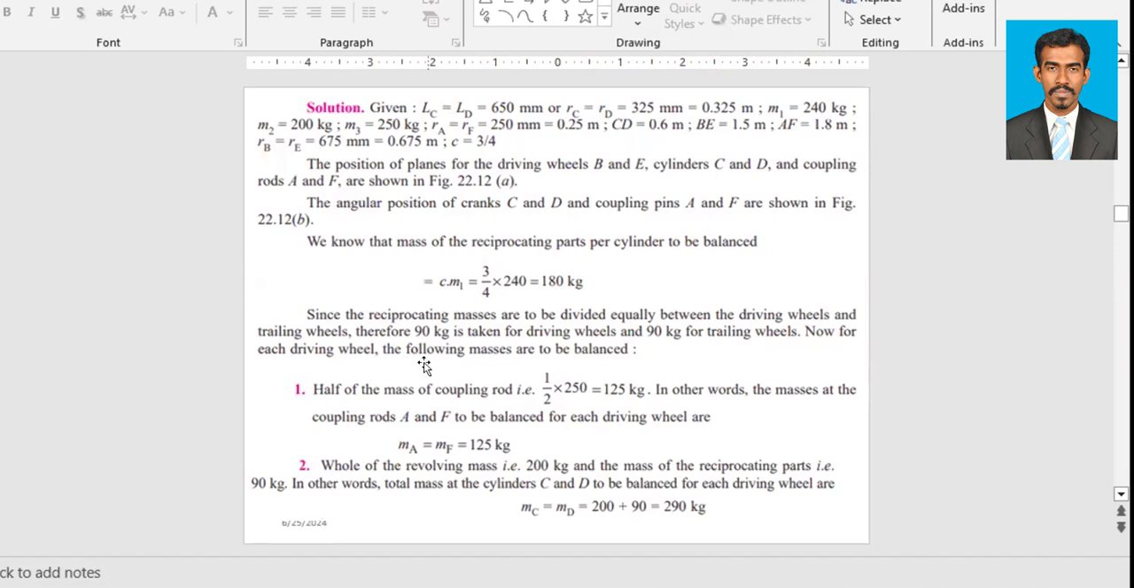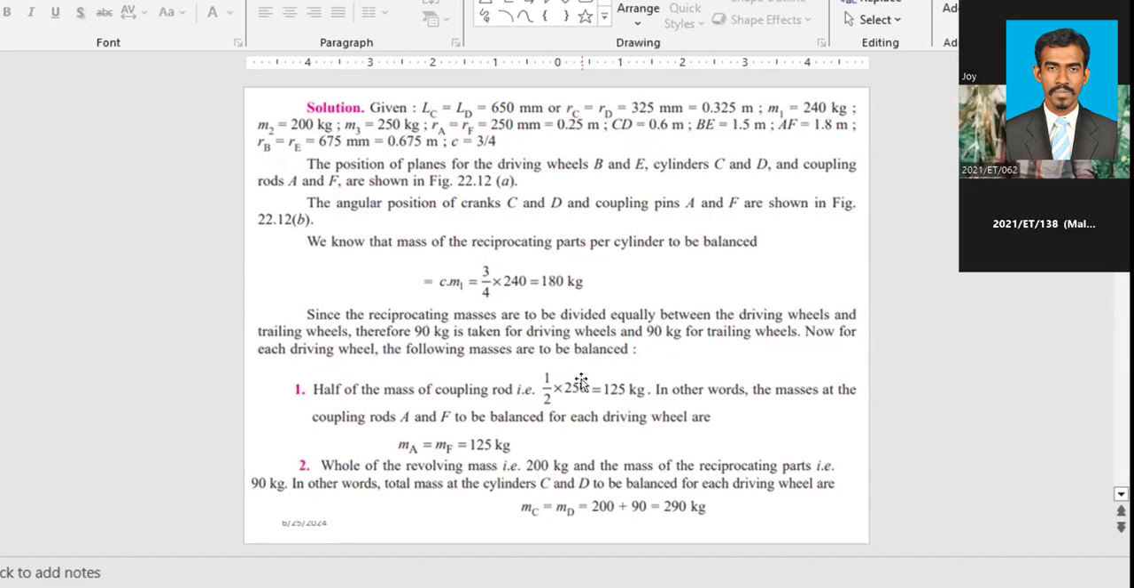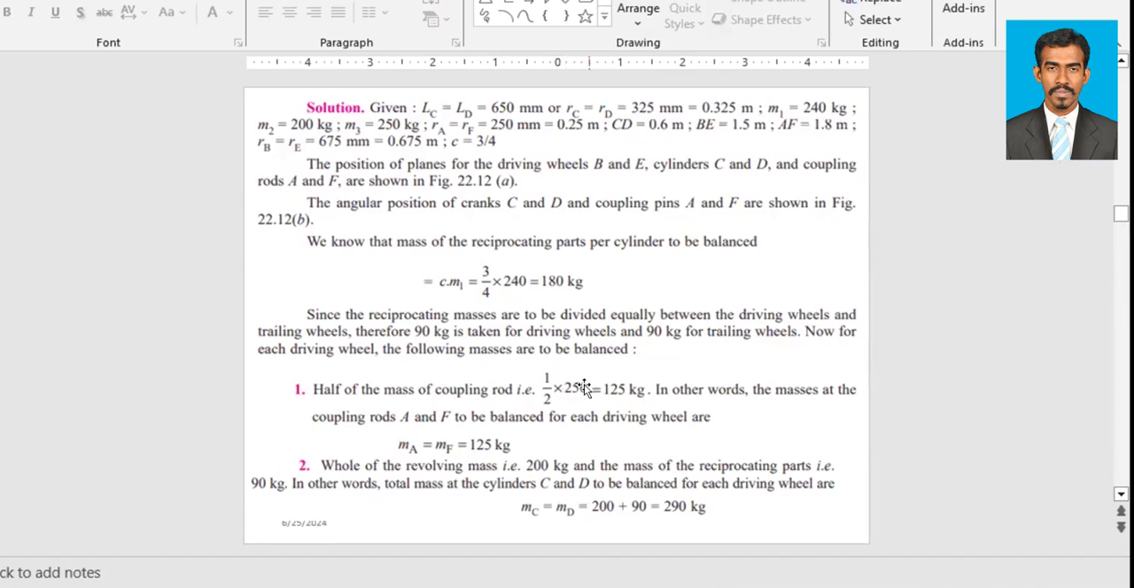Now, for each driving wheel, the following masses are to be balanced. So we have to do the balancing twice. One is for the driving wheel and the other is for the trailing wheel. For now, we'll calculate for driving wheels. For driving wheels, the following masses are to be balanced: half the mass of the coupled rod. Why half of the mass? Because the other half needs to be balanced by the trailing wheel. The mass of the coupled rod is 250 kilogram, and half of that is 125 kilogram. So the other 125 kilogram will be balanced by the trailing wheels.